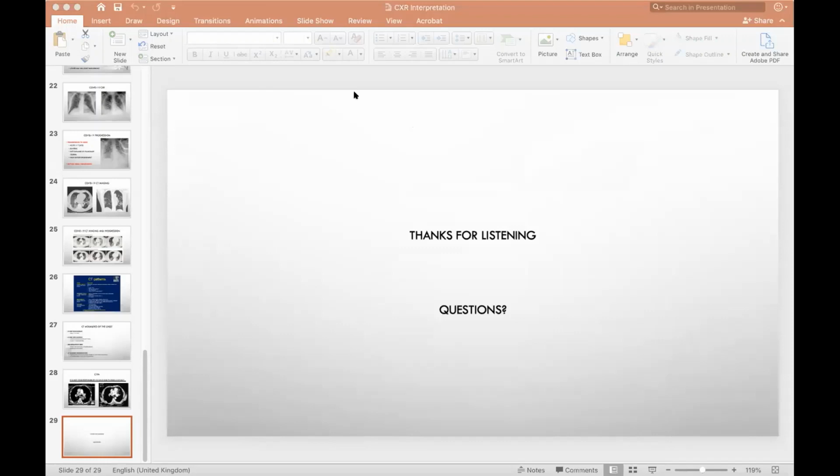There are a couple of questions. So the first question, looking at the rib fracture, could you give us some pointers on how to distinguish a fresh versus an old fracture of a rib?